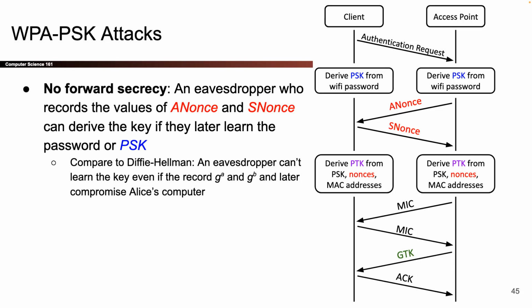Okay. So that's the third kind of attack. It's not really an attack, but it's a property that we wish we had, but we don't in this case. The attacker can write down a bunch of values and then in the future, learn the password, use the password to derive the PTK in purple, and then use the PTK to decrypt all sorts of stuff that they wrote down in the past. Okay, so those are our three attacks.